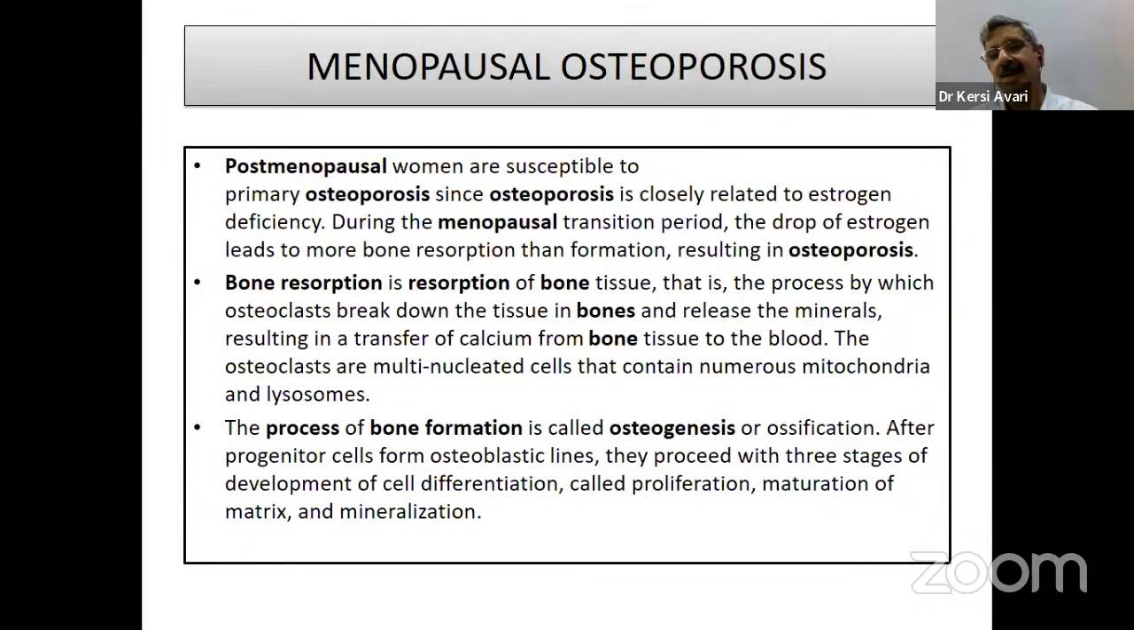Then another thing is osteoporosis. So in the late 40s or at the onset of 50, whenever a lady falls down, she's more prone to fractures. You must have seen, especially hip fracture, the ball and socket joint, or the hand, or spine curvature takes place. Because they are susceptible to primary osteoporosis, as osteoporosis is related to estrogen deficiency. So a drop in estrogen results in osteoporosis.